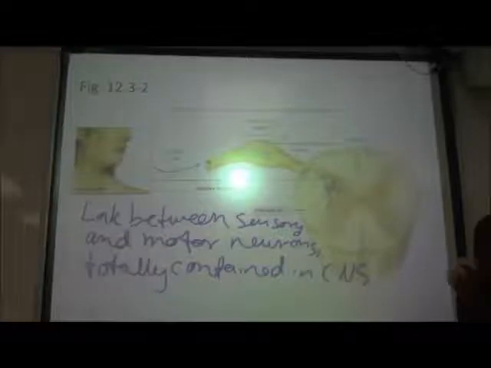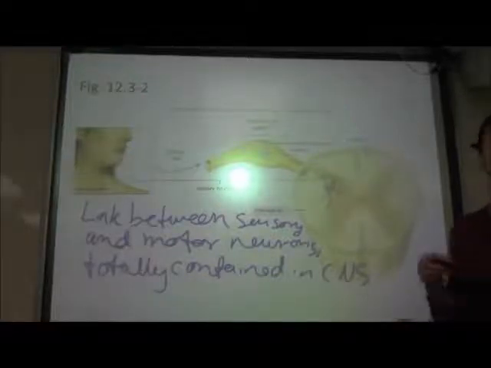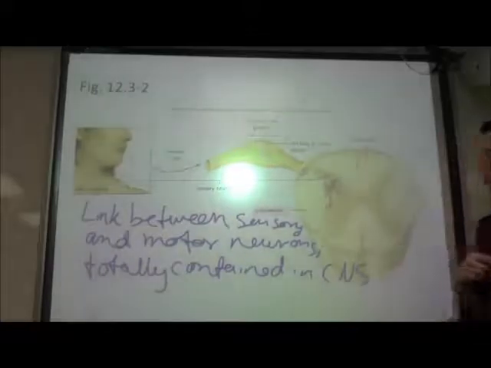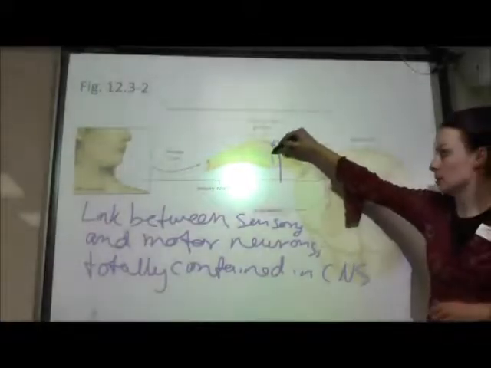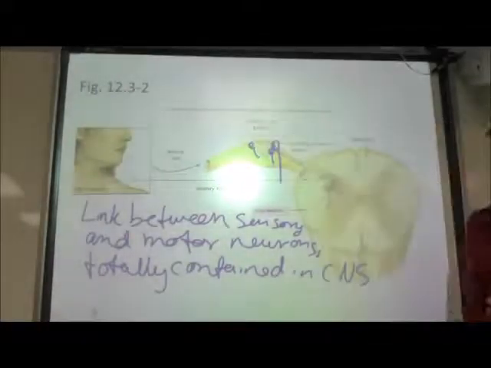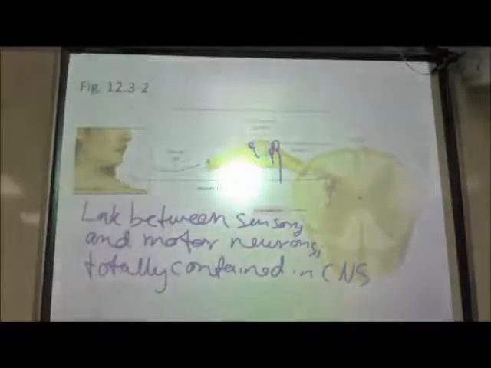Yes? Back to the ganglion, is there usually more than one? Oh yeah. It's like a group. Absolutely. This is just trying to show us one. But yes, there are tons of cell bodies in here. Okay. That's what makes it so thick. Any other questions?